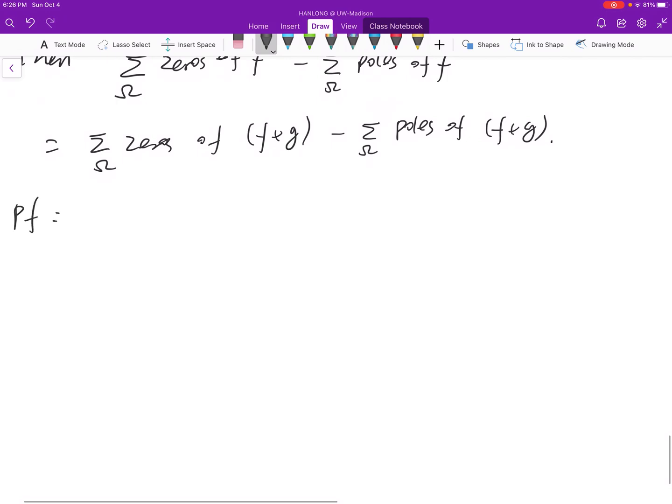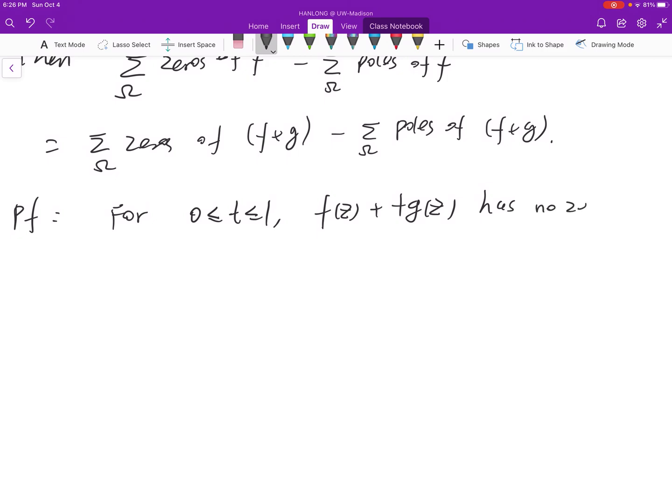So for the proof, it is a very classical, very typical deformation argument. You will meet this a lot if you take further courses. For t between 0 and 1, f(z) plus t g(z) has no zeros and no poles on the boundary of omega.